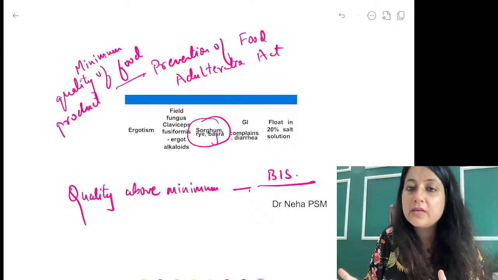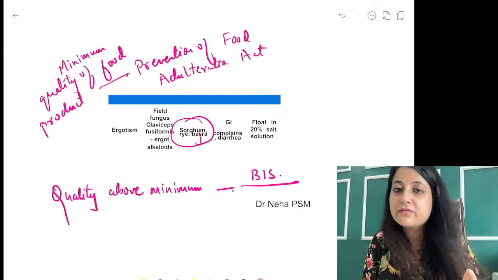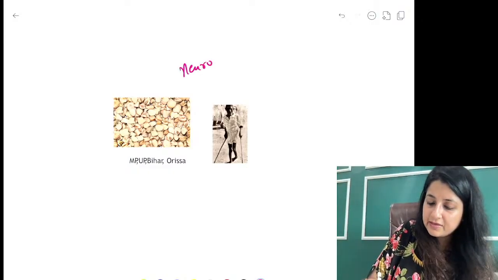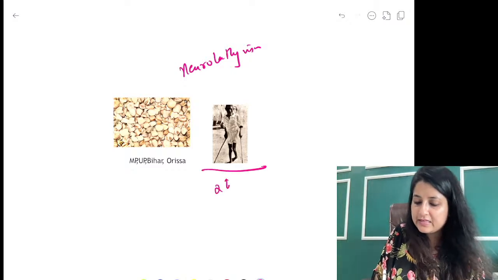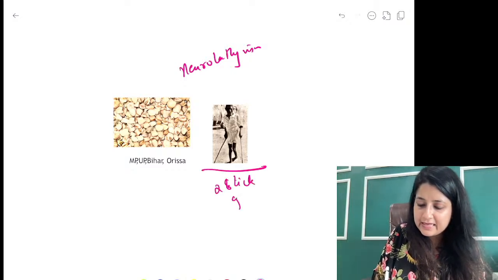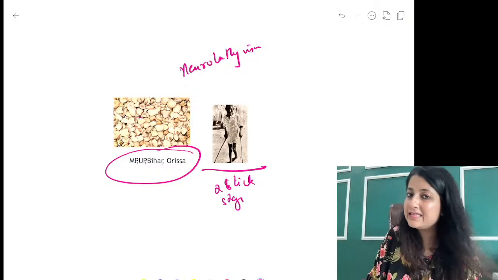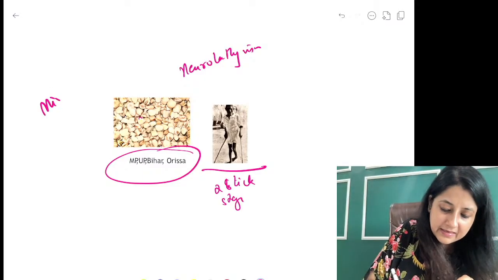Which is not food adulteration. Example of food adulteration. The answer was fluorosis. Fluorosis is not an example of food adulteration. This we already know. This is neurolathyrism. Here you can see the 2-stick stage. Pay very good attention to this one. MP, UP, Bihar, Orissa. This is khesari dal. People are still growing this khesari dal and mixing with which dal, guys?